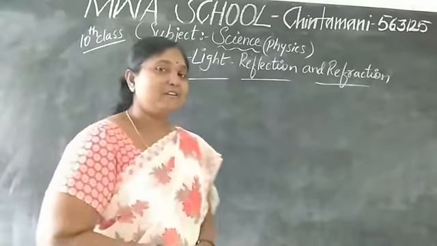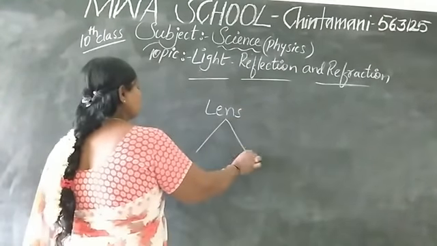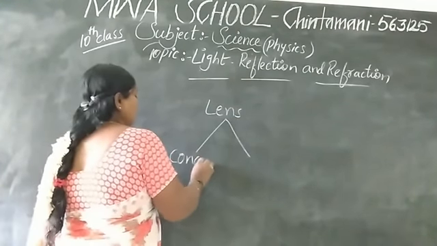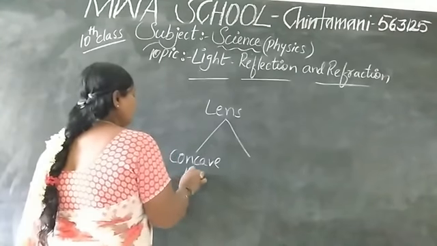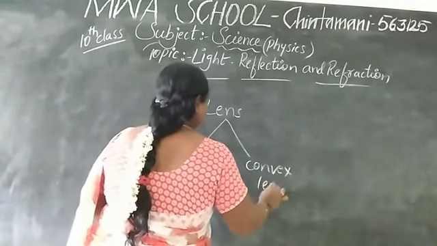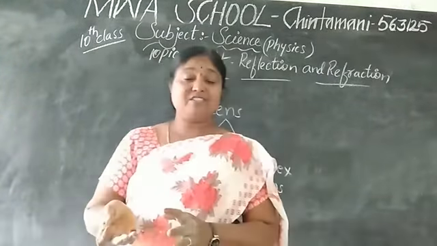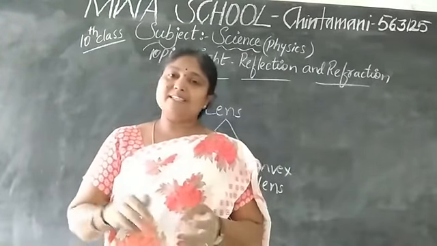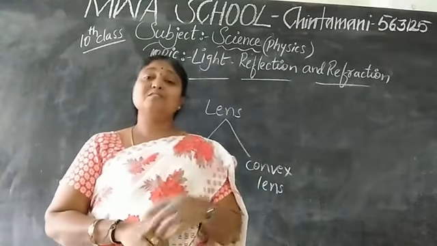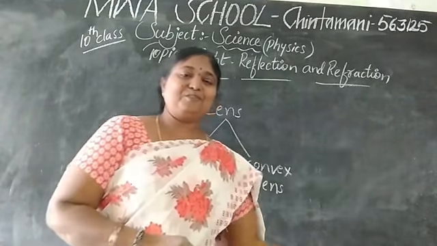In today's class we are going to learn what is meant by a lens, what a lens is, and what its types are. That is concave lens and convex lens. And where we use these lenses, and how refraction takes place in the concave lens as well as the convex lens. So I'll show the videos. Through those videos you can watch it, children. Okay? Watch the videos. Carry on.